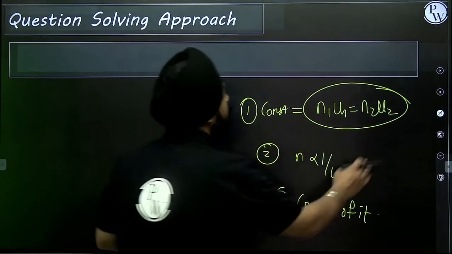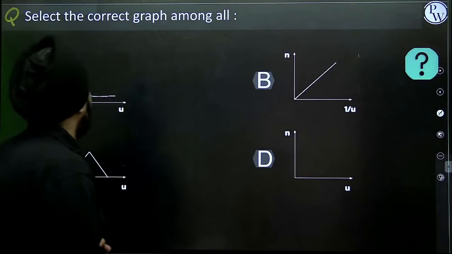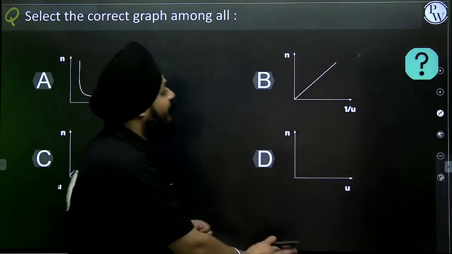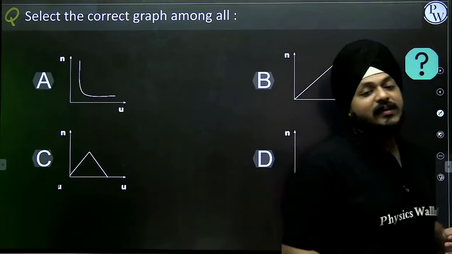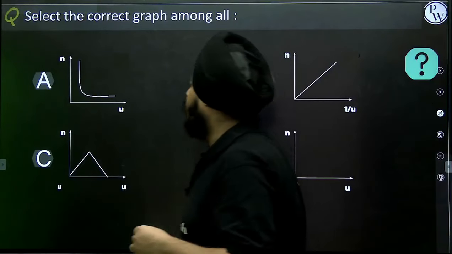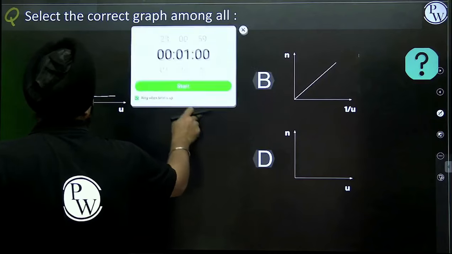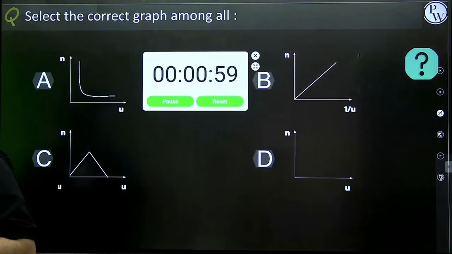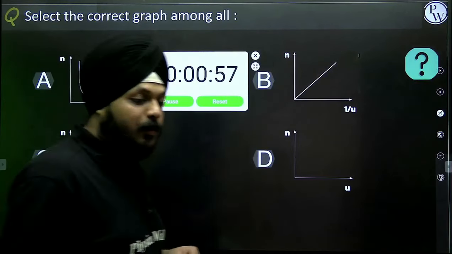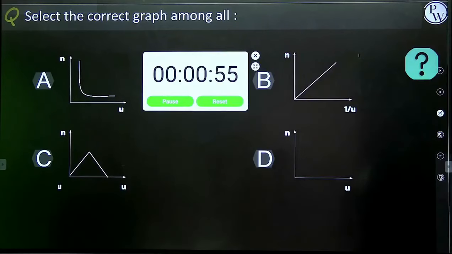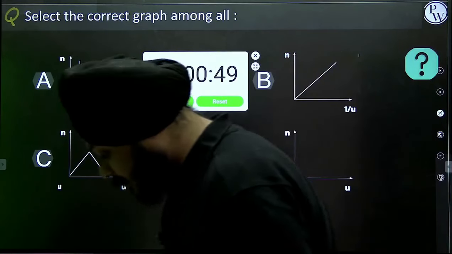Let's move on to the most important sum related to this. Select the correct graph. You have to just use the question solving approach and solve this. Come on everyone, 1 minute is there in front of you. Just use the question solving approach and solve this sum. Come on, less than 50 seconds are remaining. Come on, guys.